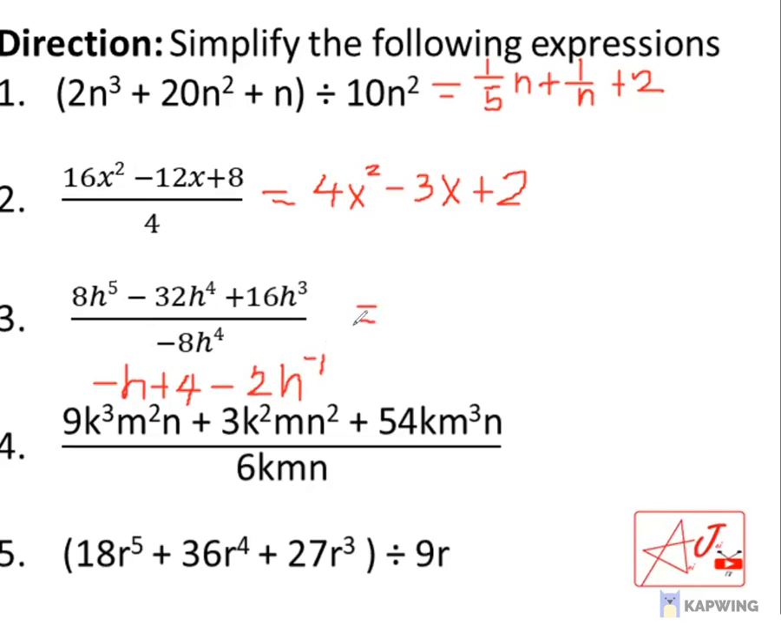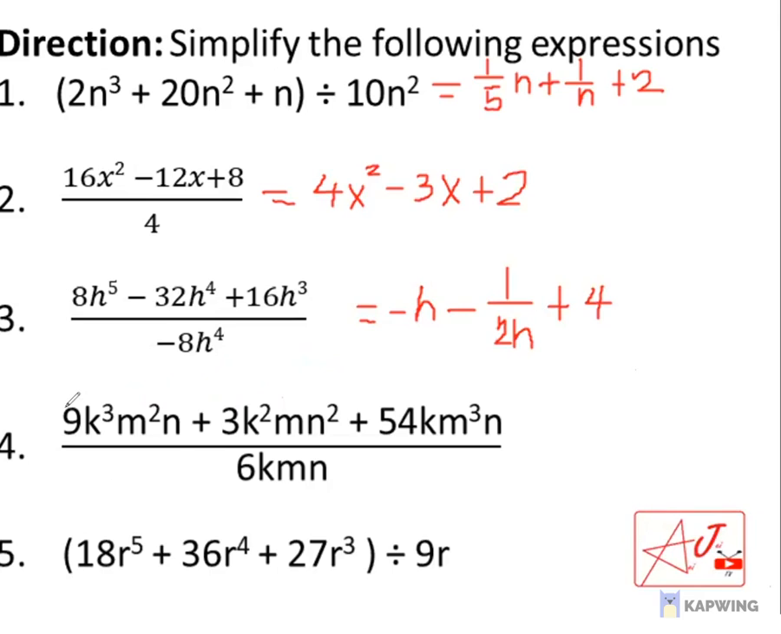Ito ay naka-negative. So, kagaya ng ginawa natin dito, lalagyan lang natin ng 1 sa unahan dahil whole number siya. So, ang magiging final answer natin ay negative h minus, unahin natin yung magiging fraction, 1 over 2h plus 4. Next.